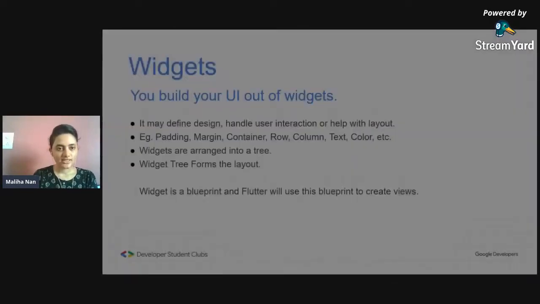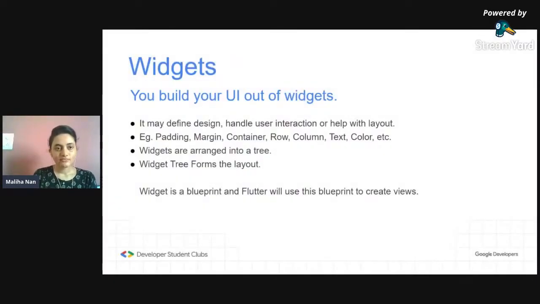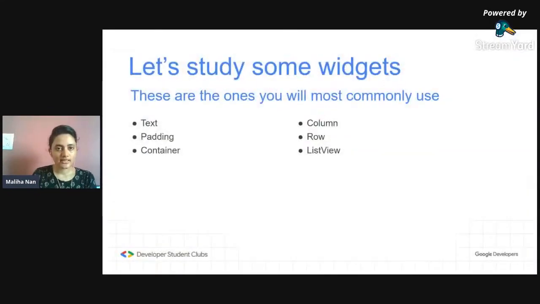So then what are these widgets? In Flutter, you can build your UI out of these widgets. They are basically a blueprint, and if you use a widget, Flutter will know how to render it. Like if you want to display multiple widgets in a vertical direction, then you can use something called a column. And very intuitively, if you want to display them in a horizontal manner, then you can use a row. And if you want to give some space around these widgets, then you can use padding and so on. So we will see these widgets in a little detail.